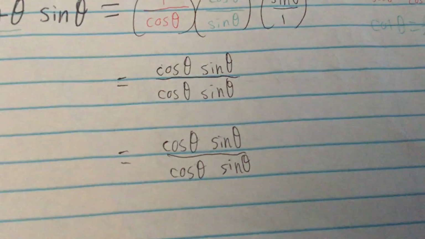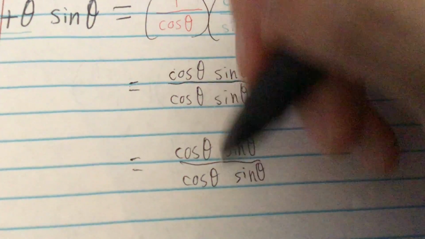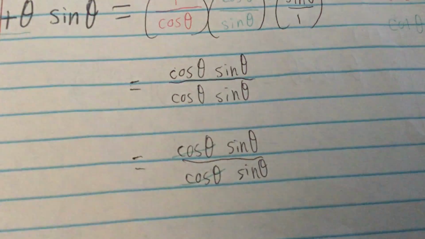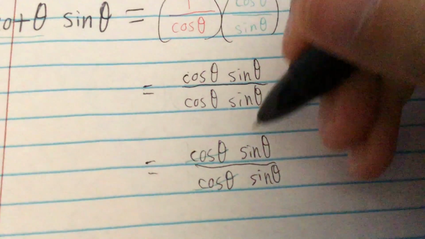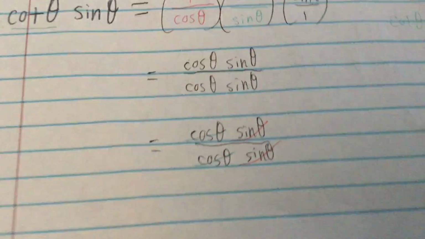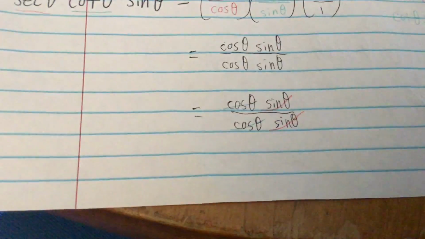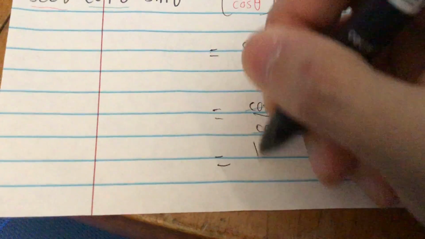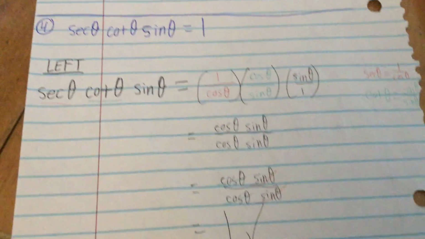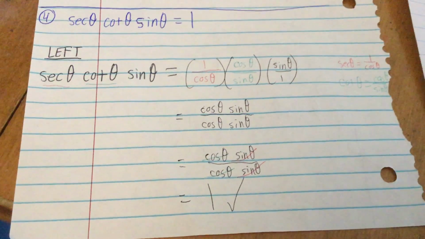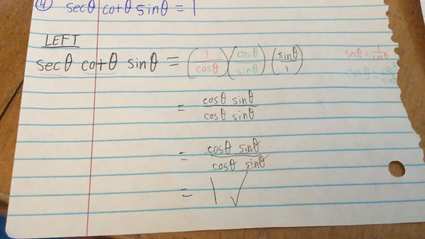So if cosine is on top and cosine's on the bottom, if we have all multiplication on top, cosine cancels out with cosine, sine cancels out with sine, and if everything on the top cancels out with everything on the bottom, then we get 1 over 1. So therefore, it's 1, which is exactly what we wanted. It's like navigating a maze. Start somewhere, end somewhere, but get to your goal.